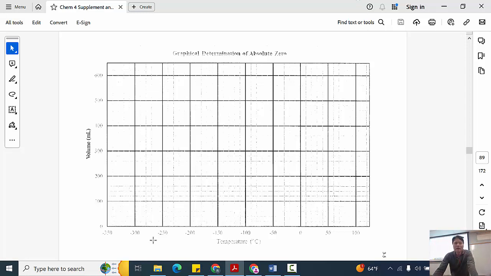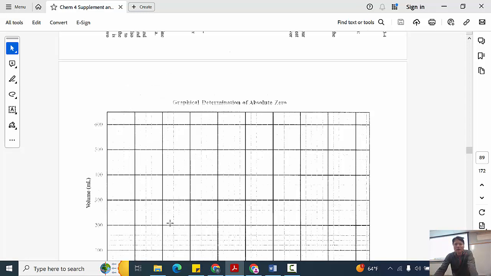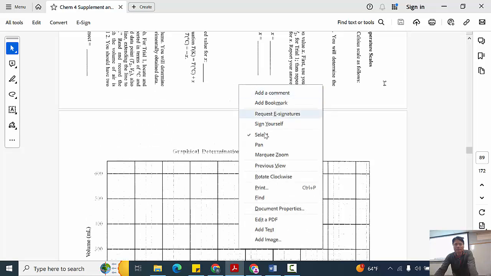All right, once we figure out the intercept, you'll write them down on the graph here, and then you'll rewrite them up here on the report sheet.